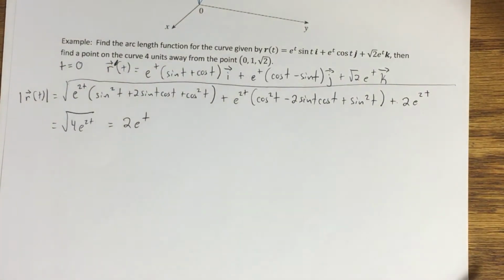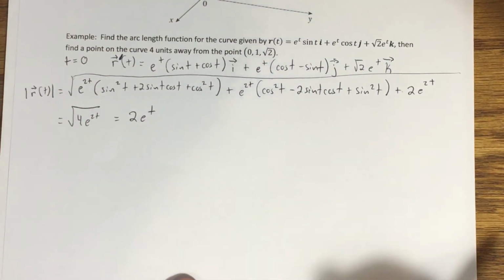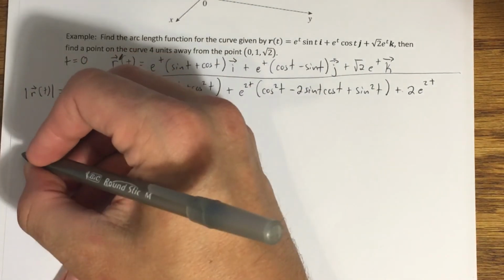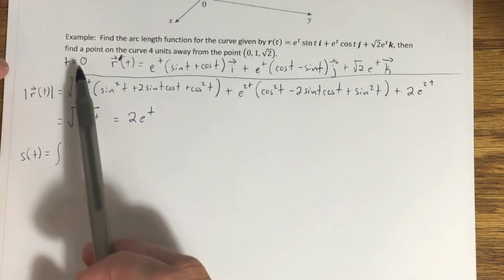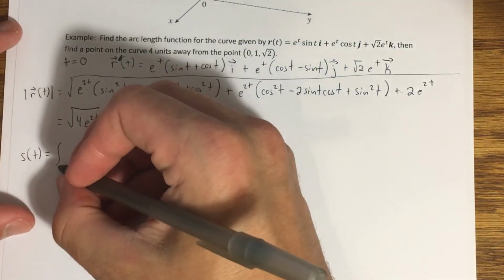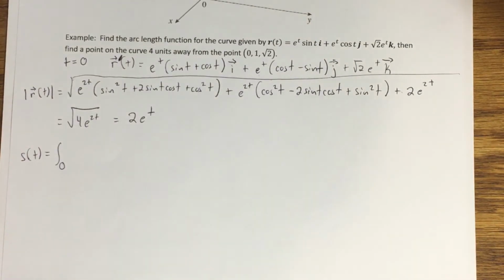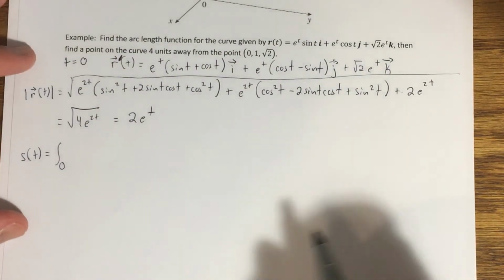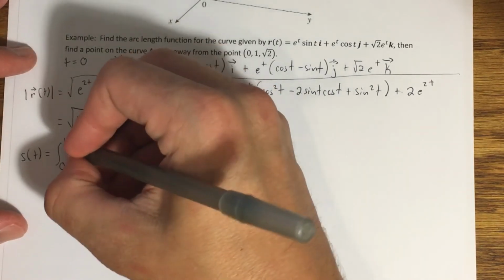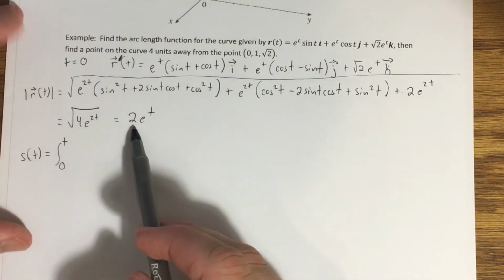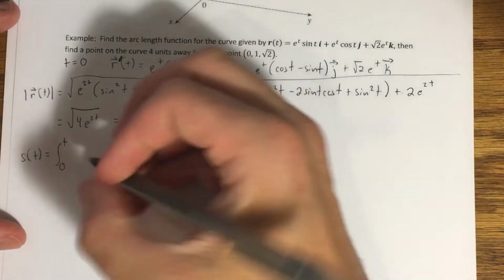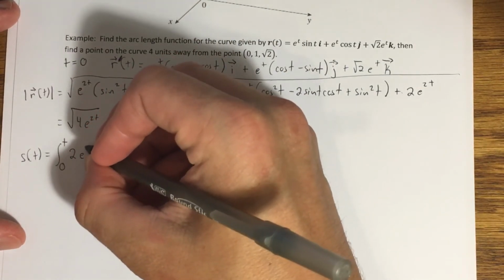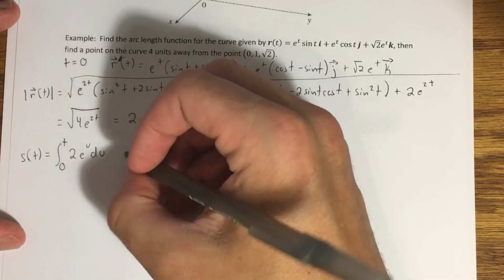So now let's find our arc length function. Okay? Now, what we're going to do here is write s of t equals the integral from, remember, our lower limit of integration is going to be 0. Our upper limit of integration is going to be the t. We make that a variable. My integrand is 2e to the t, except because I'm using a t here, I'm going to change that to a dummy variable, 2e to the u du.